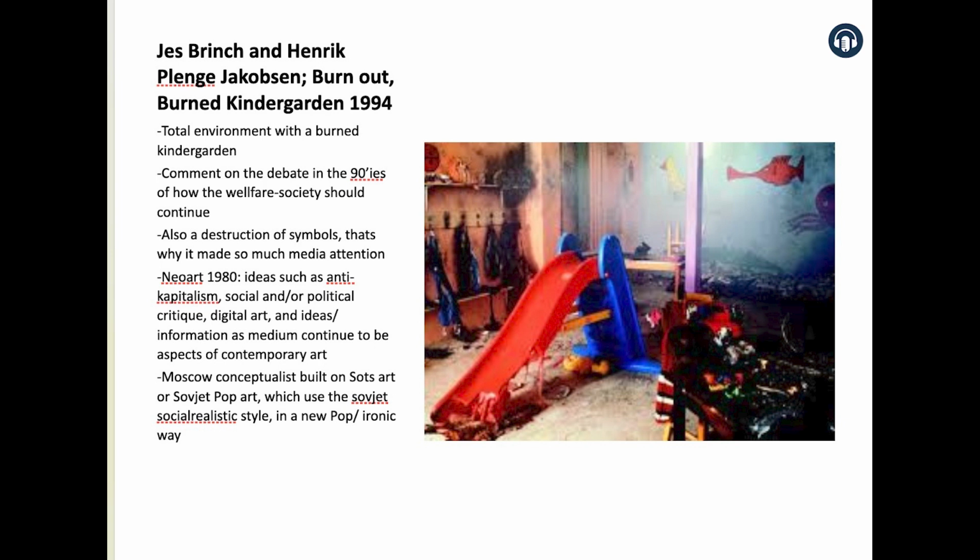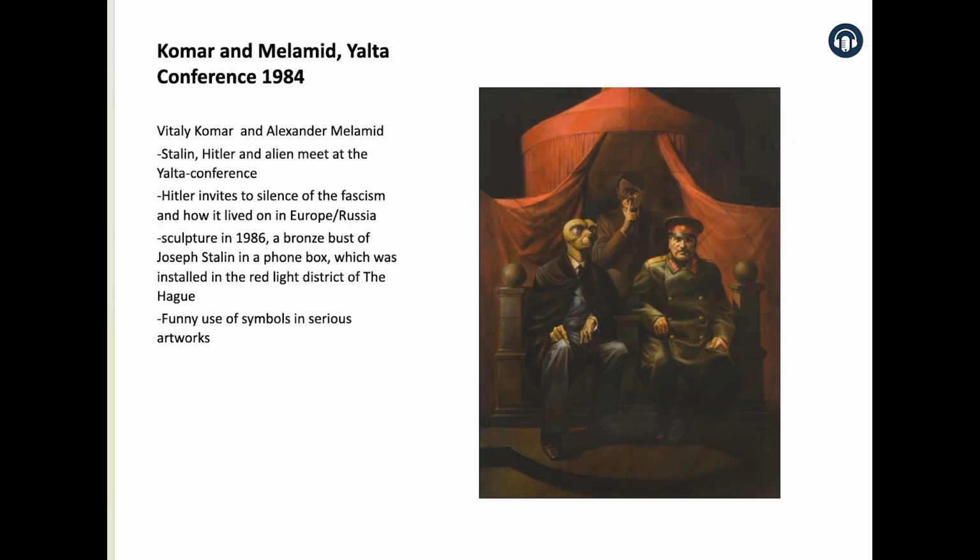Moscow conceptualists built on such art, or Soviet pop art, which used the Soviet social realistic style in a new pop ironic way. And here we have a work by some of those Russians, Komar and Melamid, with the Yalta Conference from 1984. Vitaly Komar and Alexander Melamid is what they're called, and they have made a picture of Stalin, Hitler, and an alien meeting at the Yalta Conference, which was a conference at the end of the Second World War that separated Europe into sectors. Hitler points to the silence about fascism and how it lived on in Europe and Russia afterwards.